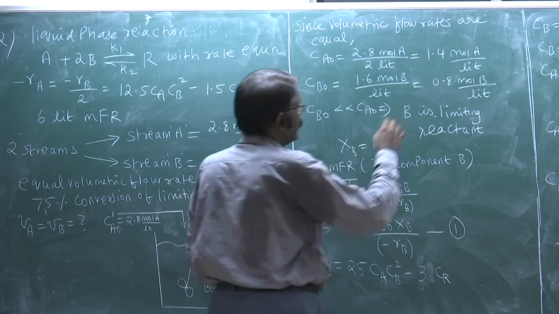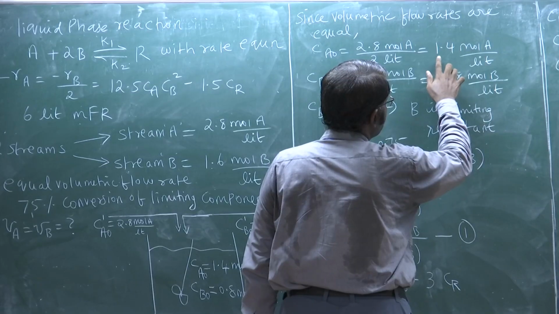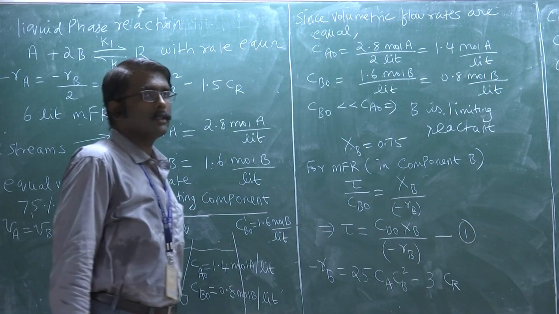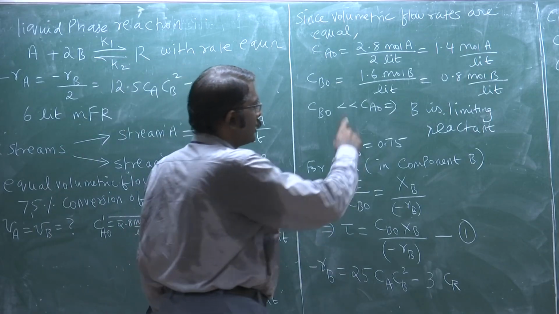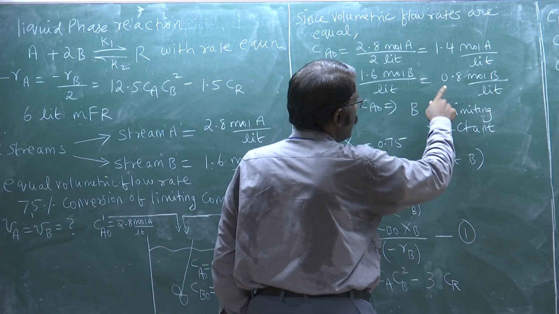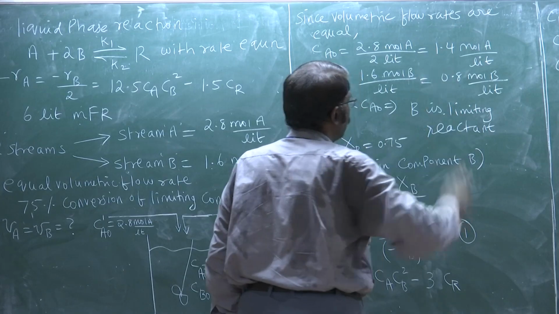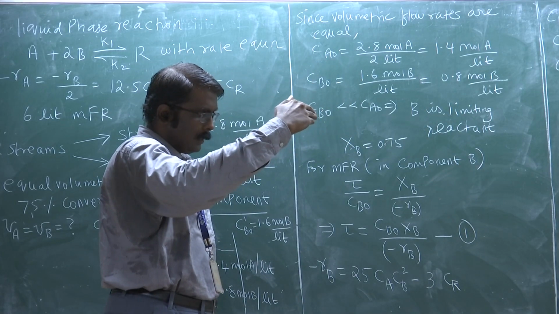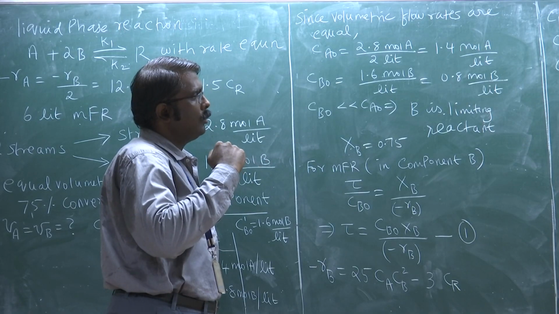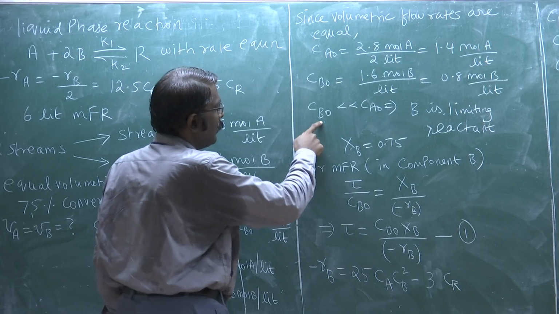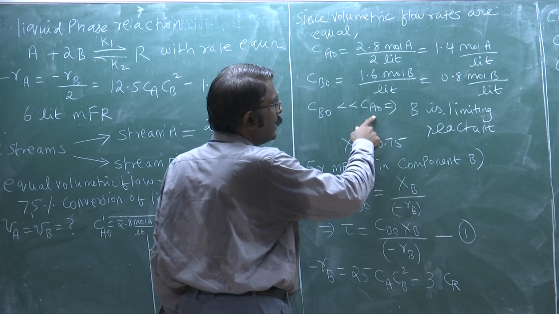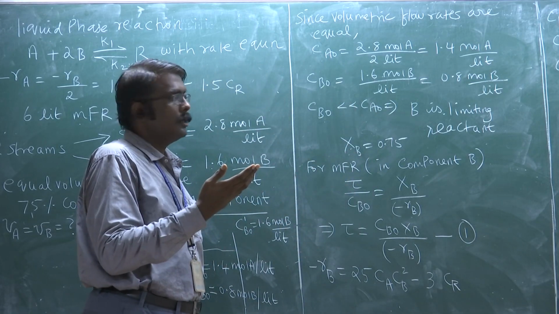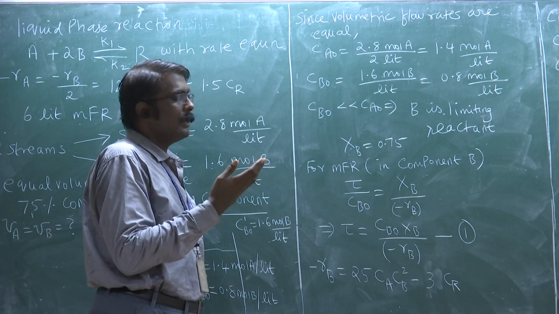That means the actual initial concentration is taken as 1.4 moles of A per liter. Like that, for CB0, the actual initial concentration should be equal to 0.8 moles of B per liter. Now, if we compare these two concentration values, we observe that the CB0 value is less than CA0. That means the quantity of B is lesser than the quantity of A. So B is the limiting reactant.